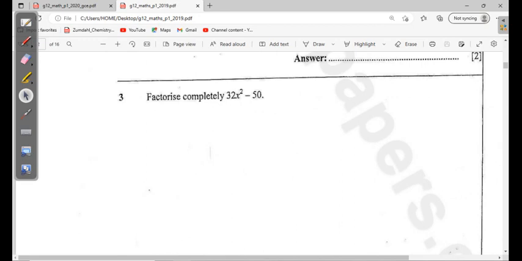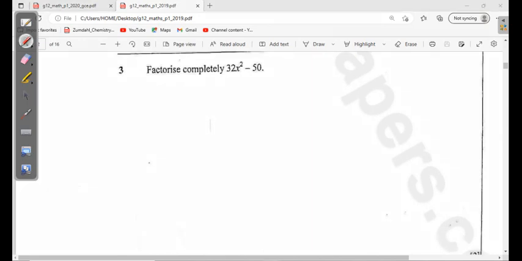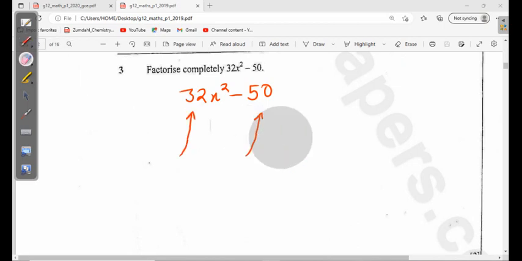Okay, let's consider question 3. Question 3: factorize completely 32x² − 50. When we want to factorize this completely, the first thing we are going to do is look for a number that can go into 32 and 50 without leaving any remainder. And of course we know a 2 can go into both without leaving a remainder.